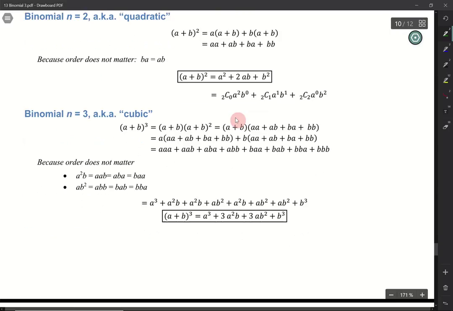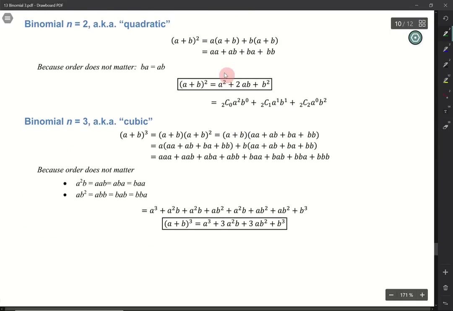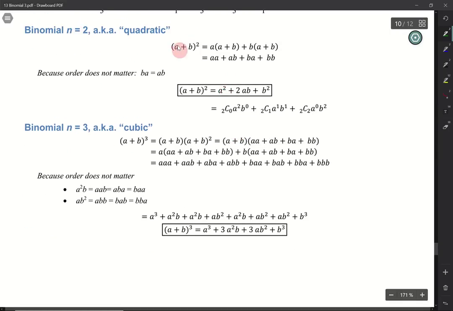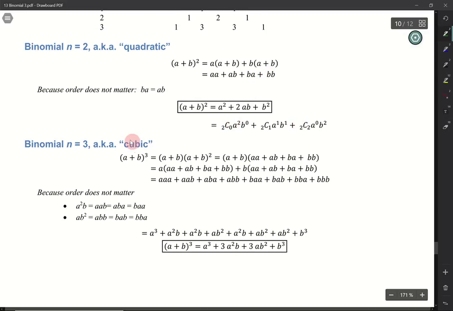Okay, and so next time we'll look at this quadratic expression in terms of the binomial coefficients and the cubic expression in terms of the binomial coefficients, because the order doesn't matter. Okay, so see you next time.